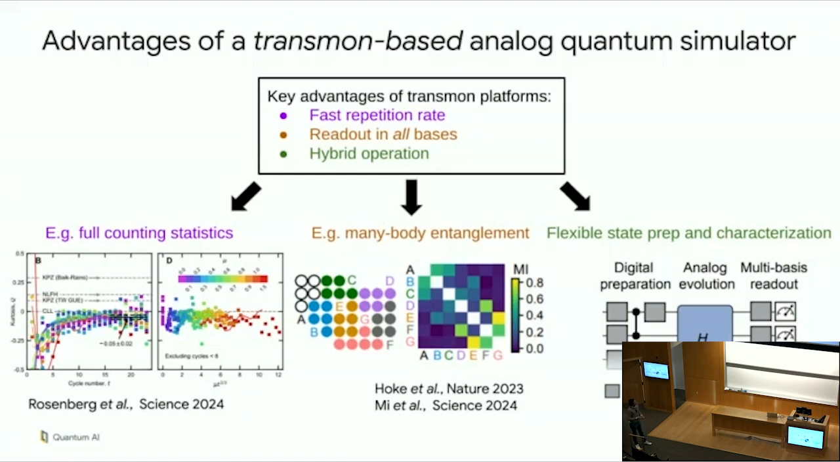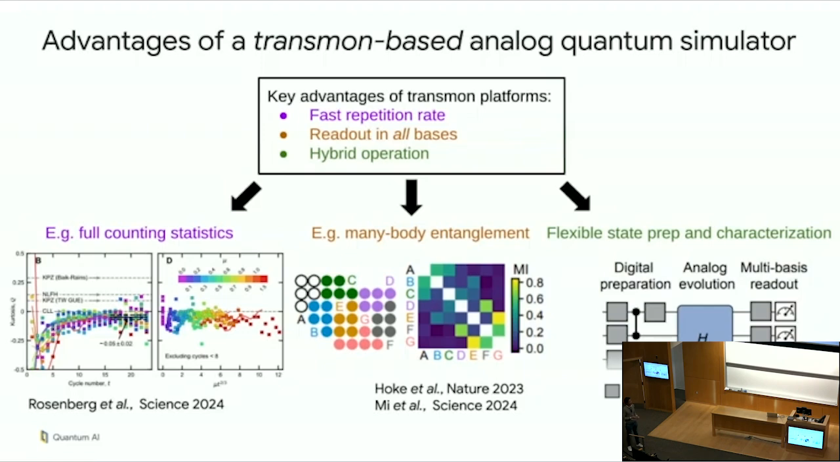Now, of course, analog quantum simulation is not brand new. It has a very rich history, particularly in the cold atoms domain. So a key question here is, what kind of advantages do we have in our Transmon platform that could allow us to do new things here? And there are some key, very nice advantages.